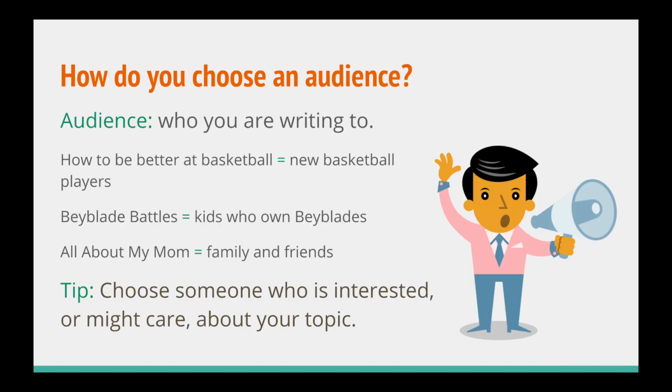The second question is, how do you choose an audience? Remember, your audience is who you are writing to, and you want to make sure that your audience matches what you're writing about. So if you're writing how to be better at basketball, you're probably going to want your audience to be new basketball players. Or if your topic is Beyblade battles, you're going to be wanting to write it to kids who own Beyblades. Or if your topic is all about my mom, you're going to want to choose to write to your family and friends, people who know your mom. My tip is choose someone who is interested or who might care about your topic.